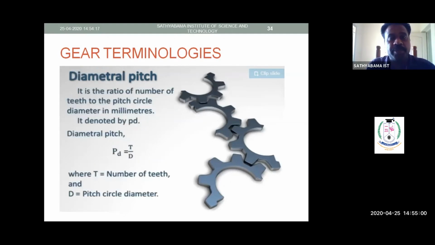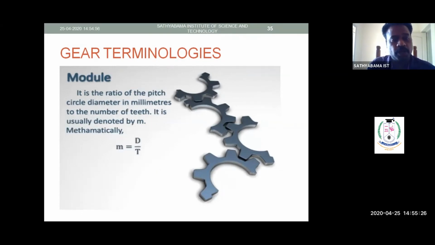The next one is the diametral pitch. The previous one I told is the circular pitch. Okay, this is diametral pitch. What is this diametral pitch? It is the ratio of the number of teeth to the pitch circle diameter in millimeter. It is represented as P suffix D, number of teeth to pitch circle diameter.